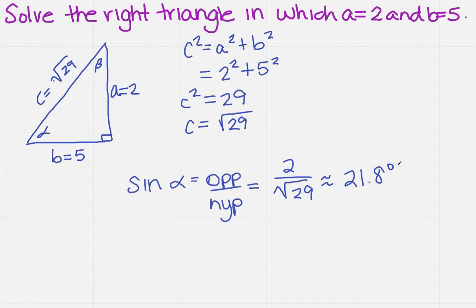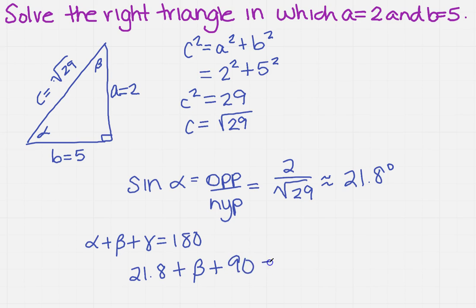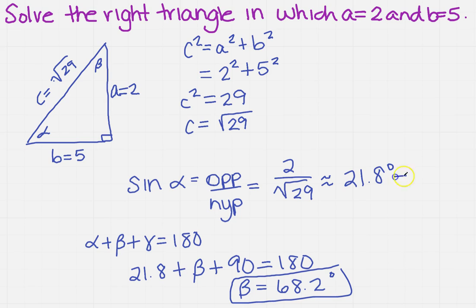So now how am I going to find the other angle? Well, I know that alpha plus beta plus gamma is 180. We just found alpha, which is 21.8. We're looking for beta. We know gamma, that's the 90-degree angle, and that's going to equal 180. So when I solve this, I'm going to find that beta is 68.2 degrees.